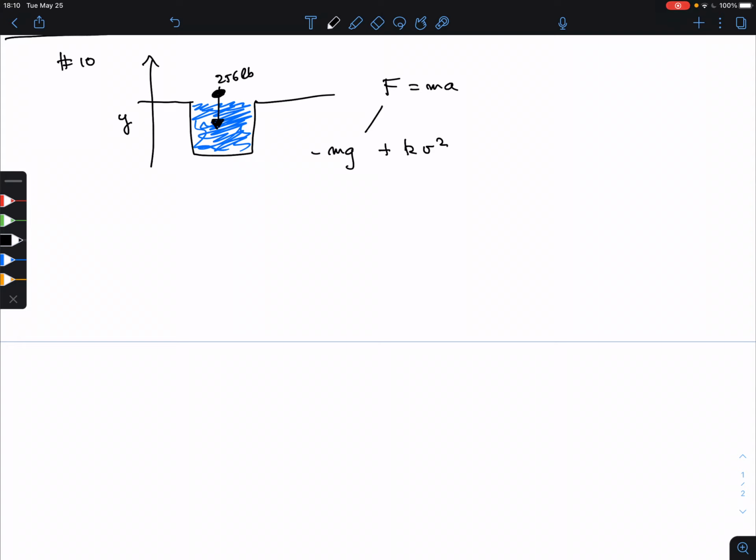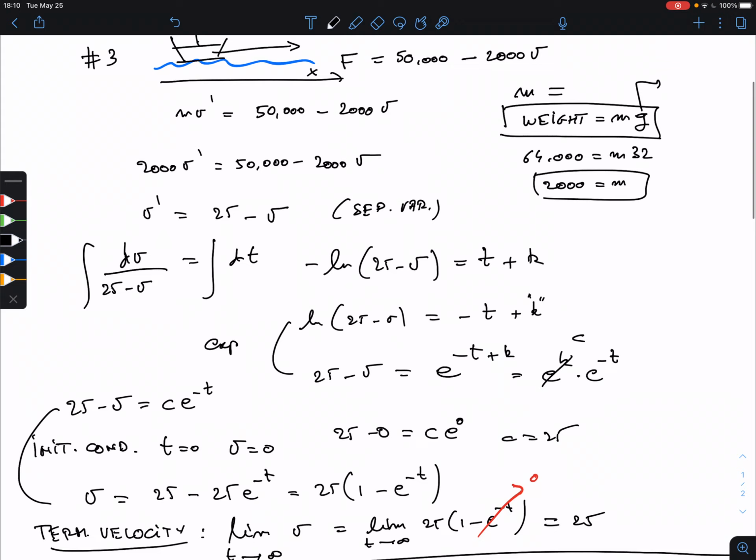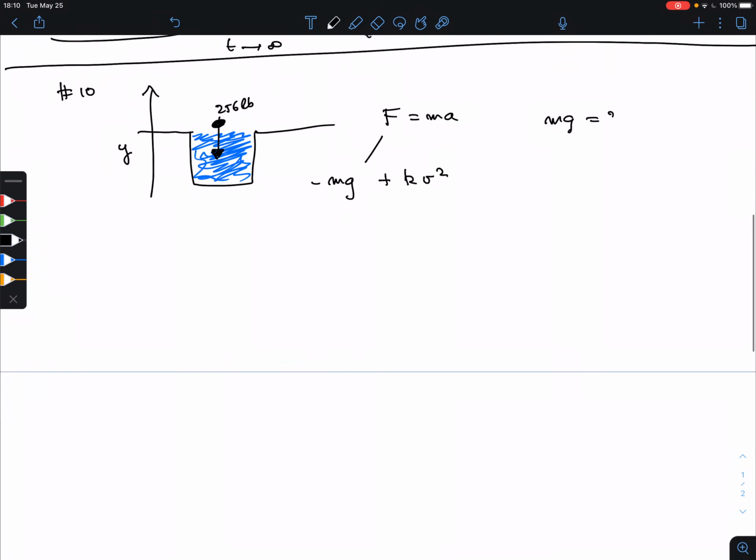Okay, so what we need is g. We know what the mass is. Remember, weight is m times g, so that is 256 pounds. So g again is 32 here. It's very lucky that this gravitational constant on Earth in pounds is a very nice number. 32 is 2 to the 5th, so it's a power of 2. And you're going to see we're going to have a lot of powers of 2 coming in this problem. So m is 256 divided by 32, which is 8.